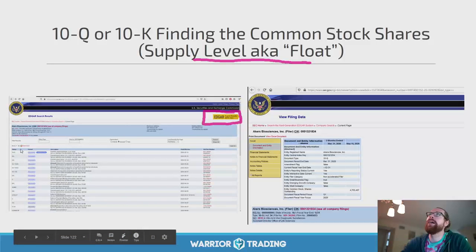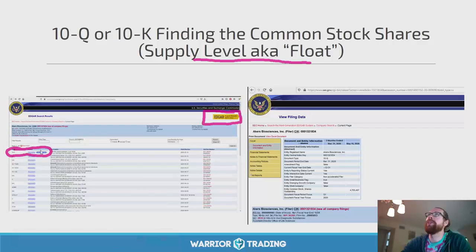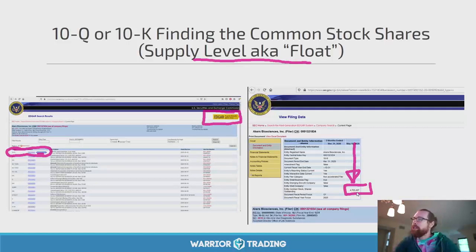But under the 10Q, you have this button for interactive data. And when you click on that, this shows you right here that as of March 15, 2020, the number of shares outstanding were 4.755 million shares. So that helps us understand approximately what the float is of the stock, if there's ever a question of what the float is. Now, data providers, and there's tons of different data vendors out there.